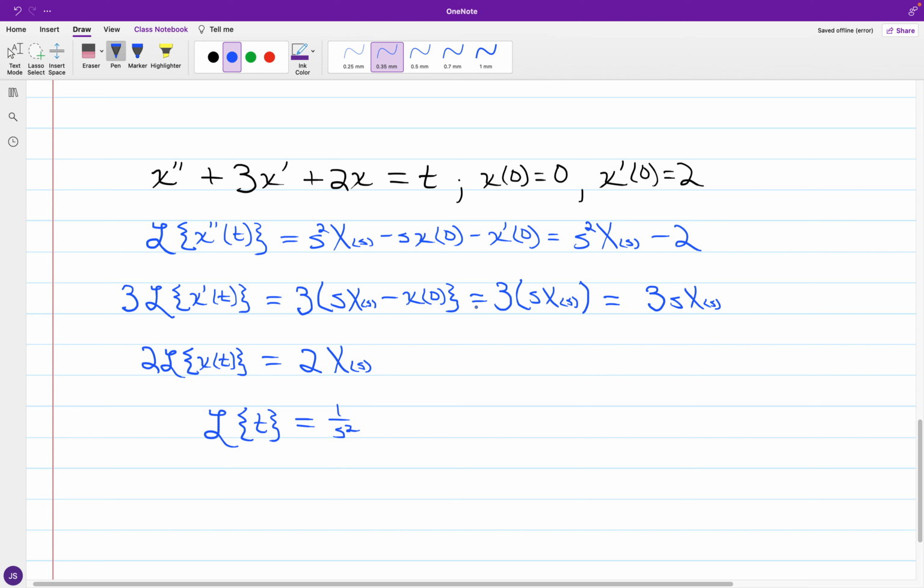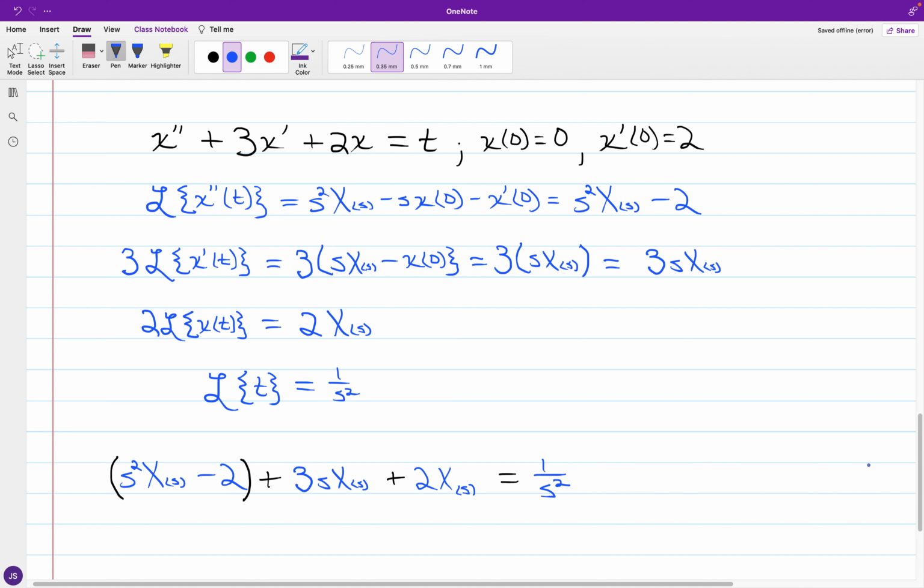Again, x naught is 0, so this goes to 3 times s times the Laplace x sub s. And for 2 times the Laplace transform of x of t, that is equal to 2 times the Laplace x sub s. And for the Laplace transform of t, again, that is equal to 1 over s squared. And as I applied the Laplace transform translations to what I have upon setting up the equation in terms of Laplace transform terms. Okay, so this is what I have.